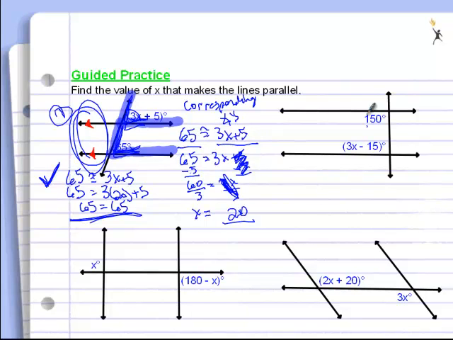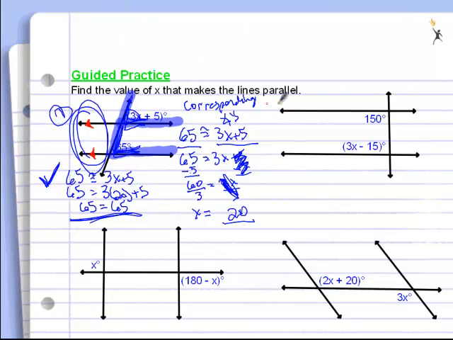Notice how on any of these problems, we're not told they're parallel. We have to assume it. We have to guess that they're parallel. Now let's say that we could not prove that these two equaled each other. Well, then the lines obviously aren't parallel. But let's continue. There we used corresponding angles.